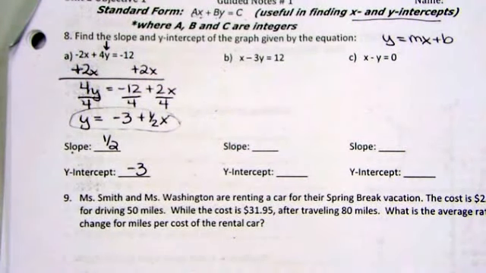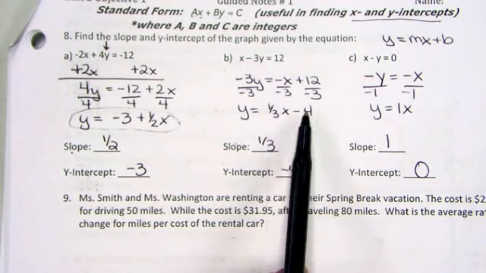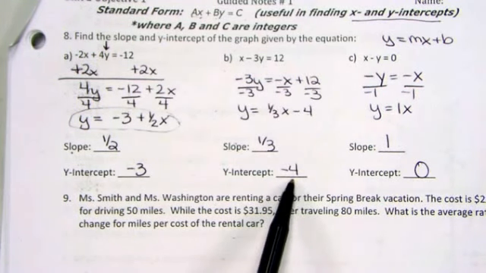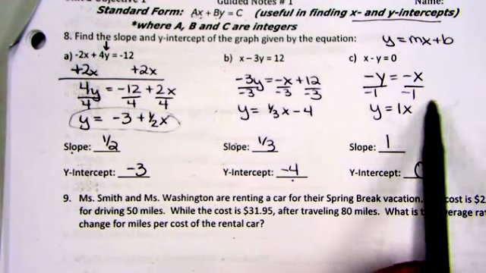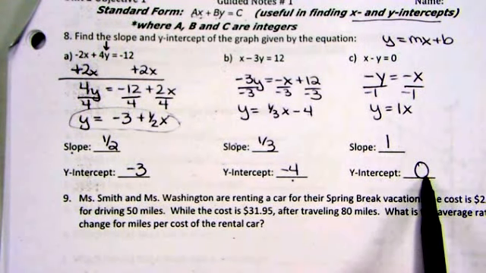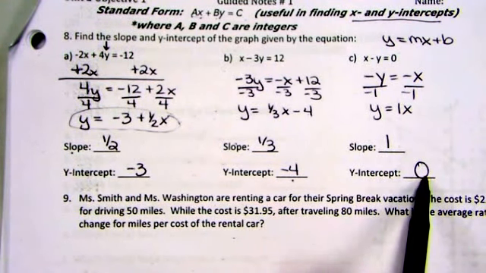Put the video on pause and try letters B and C on your own. When you are finished, continue the video and check your answers. Welcome back. You can see that in problem B, the slope is 1/3 and the y-intercept is negative 4. In problem C, there is no y-intercept, so the y-intercept is 0.